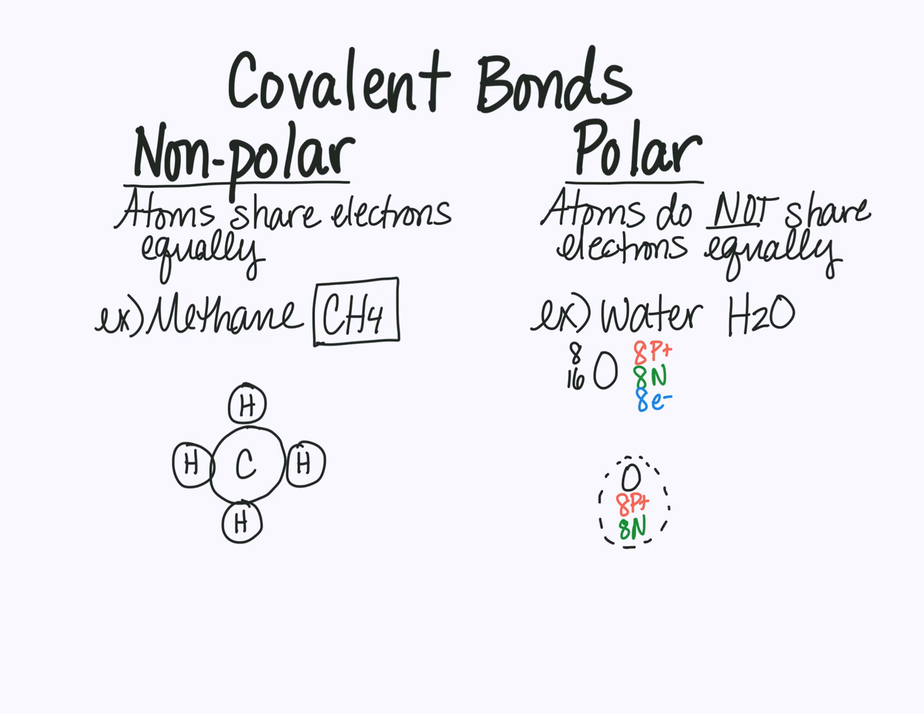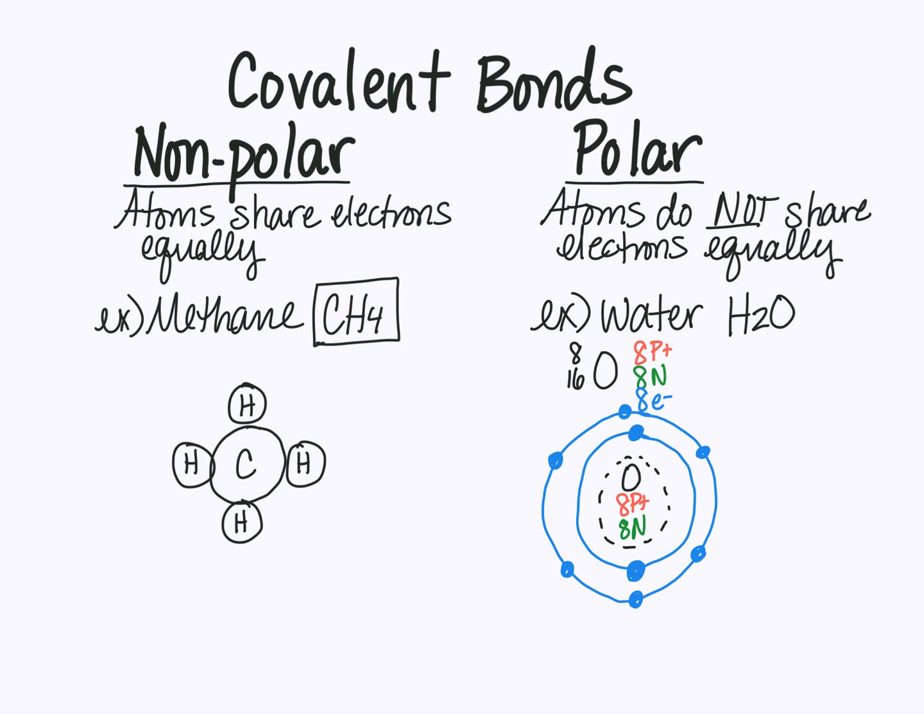And then we'll place our 8 electrons. So in our first shell, we have 2 electrons. And then in our second shell, we're going to have 6 electrons. So 1, 2, 3, 4, 5, 6.